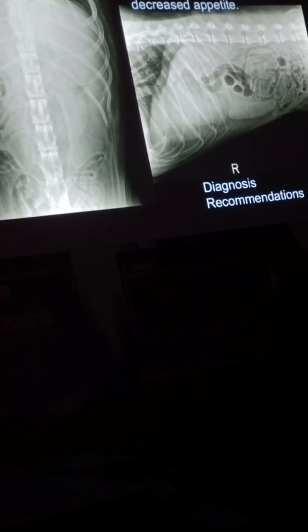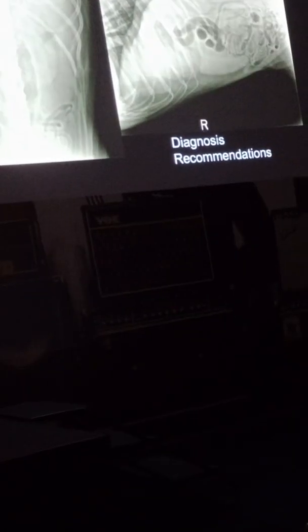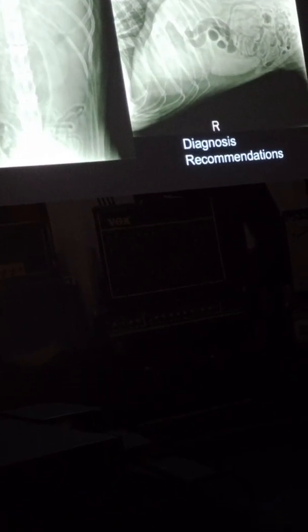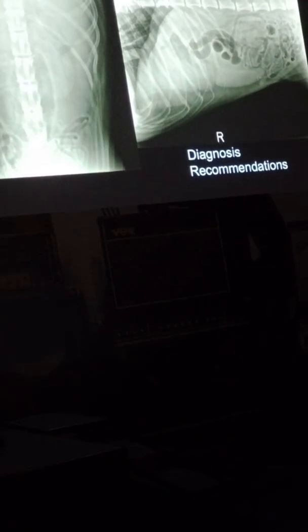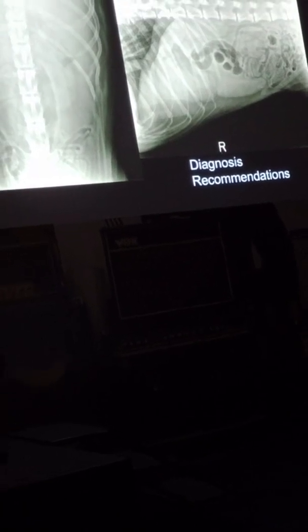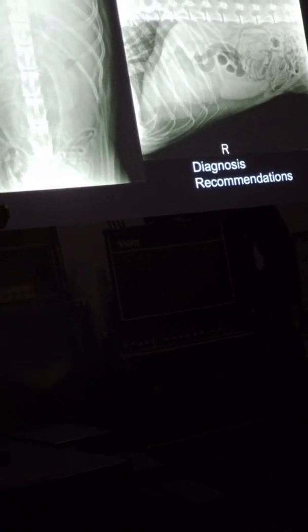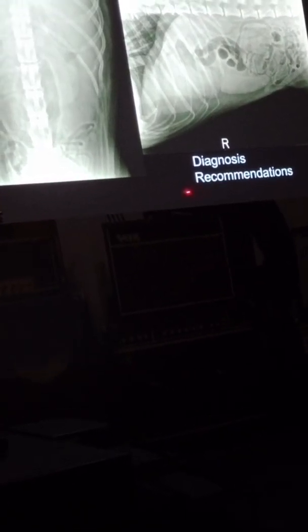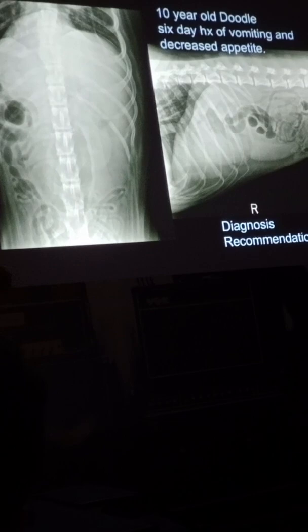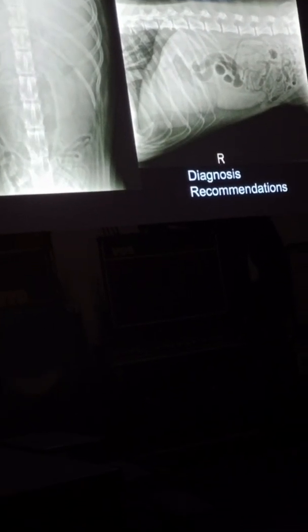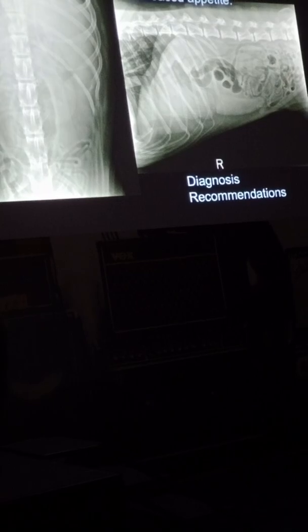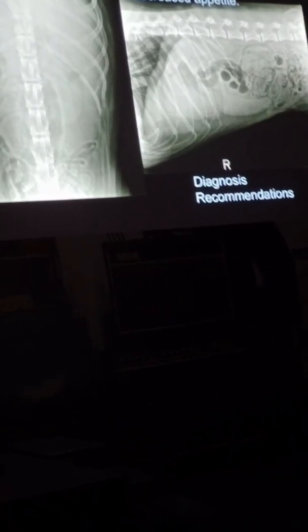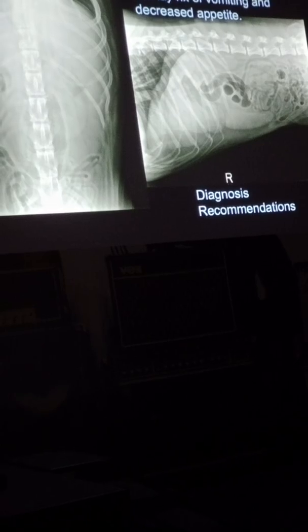All right, here's another one. Here's a 10-year-old doodle with 6-day history of vomiting and decreased appetite. Normal, abnormal? And wait a minute now, be careful. If you see something you're convinced it's abnormal, say it's abnormal. If you're not convinced, you always have the ability to ask for more. Okay, but wait a minute. How many people think it's normal? How many people think it's abnormal?